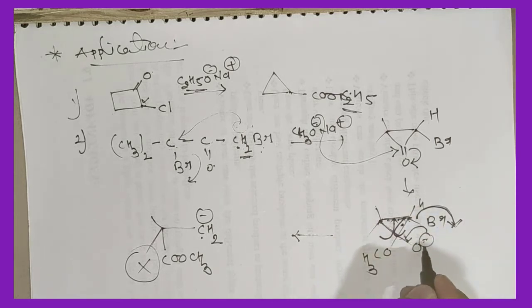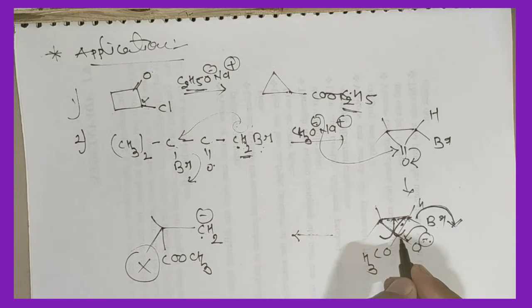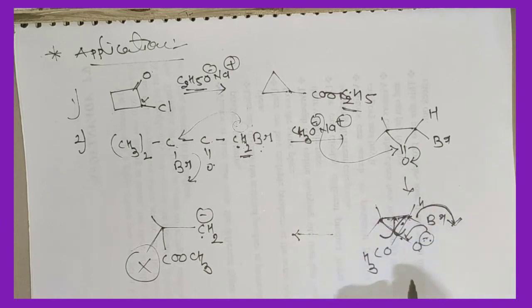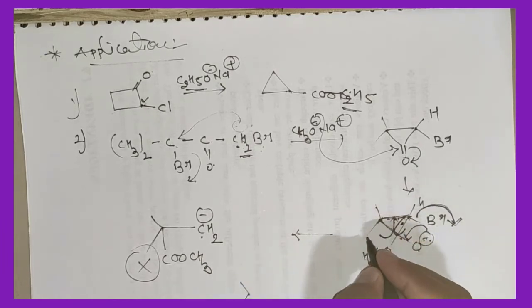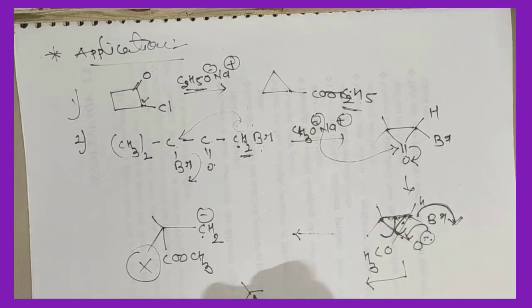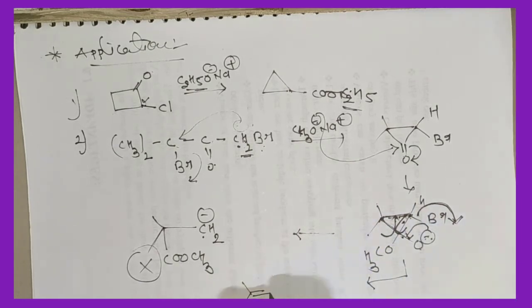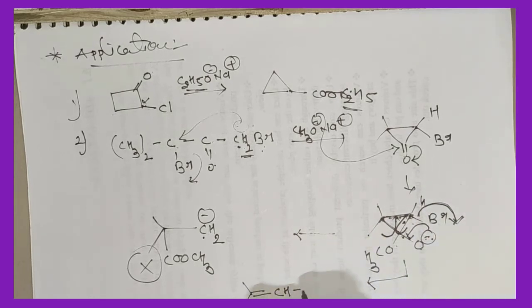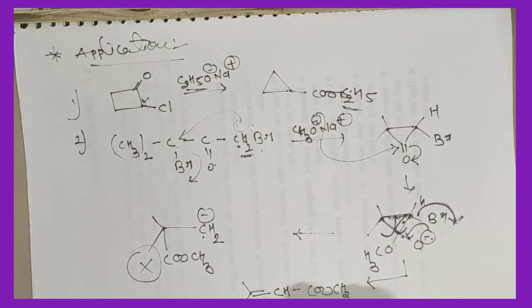So this negatively charged oxygen participates in the bonding. This bond transfers to here. This means a carbon-carbon double bond is formed, and bromine as a leaving group leaves from the molecule. So here 2 methyl groups, here a carbon-carbon double bond, and this carbon, here CH, is attached with the COOCH3, and this one is your product.